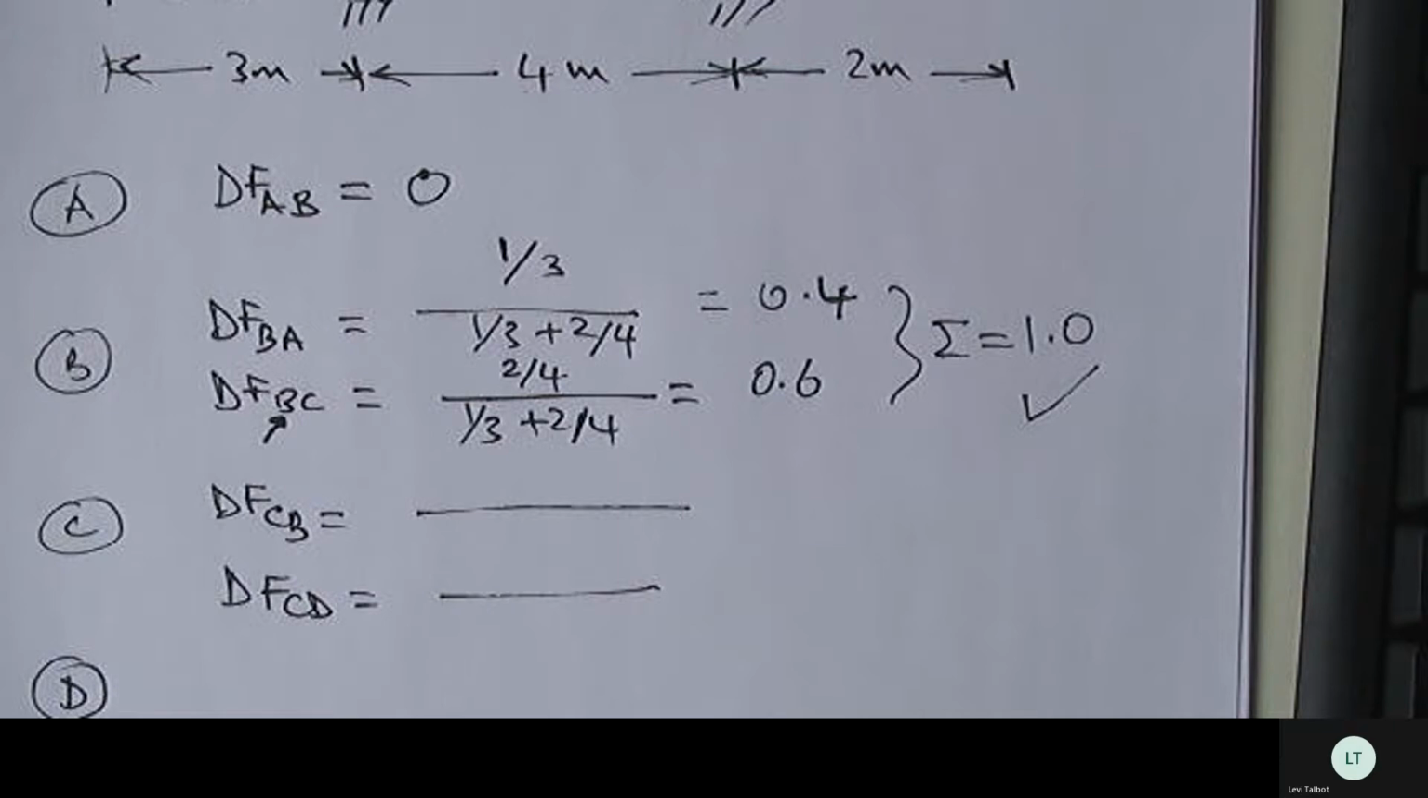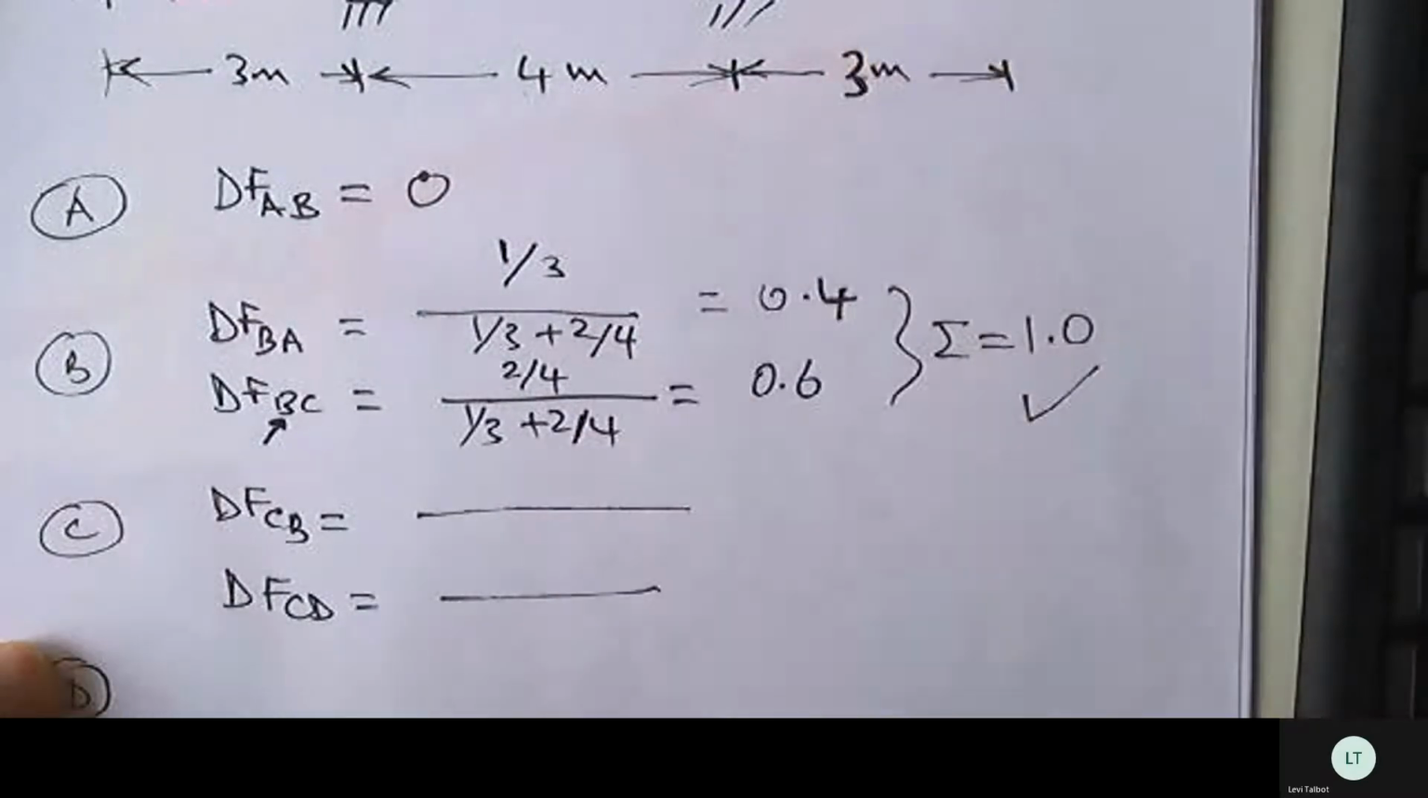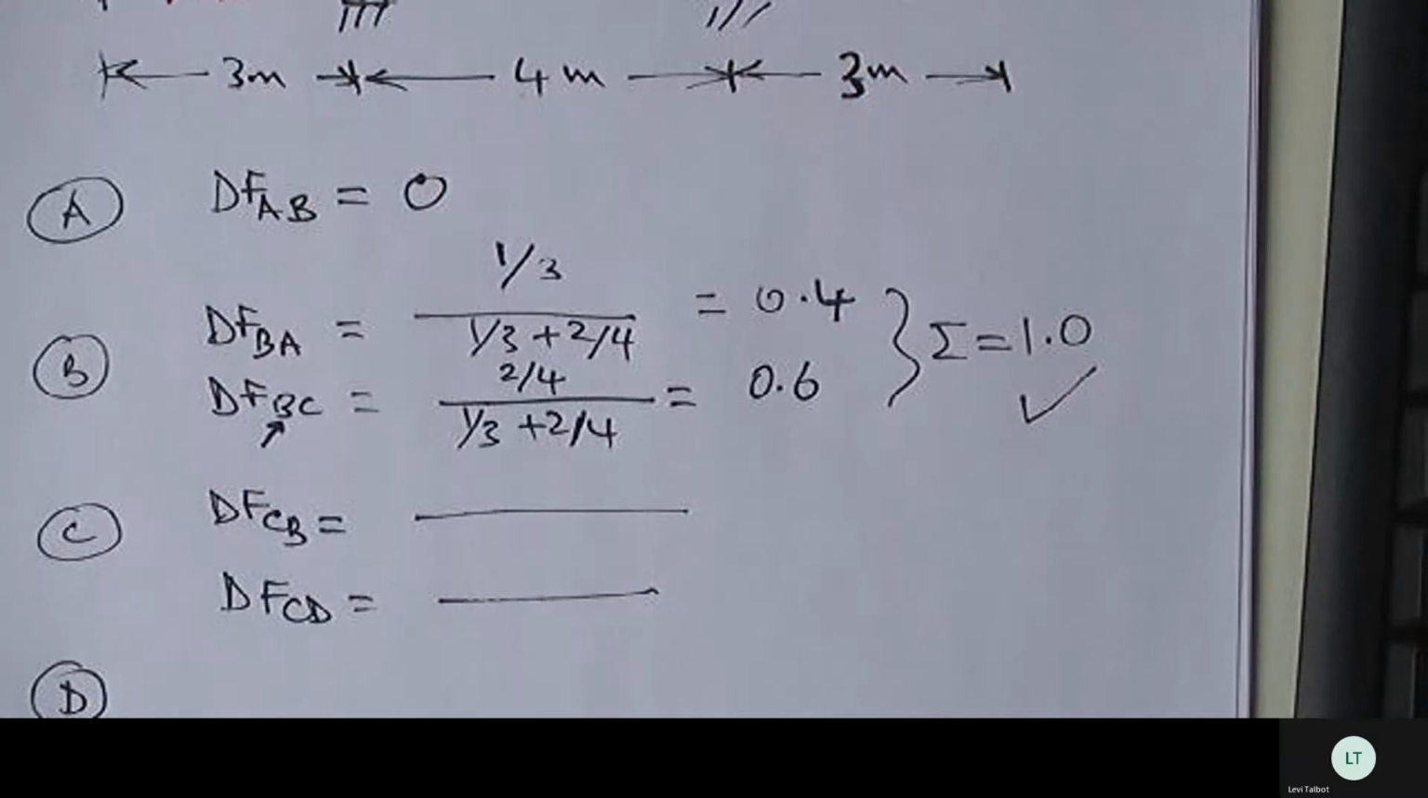Probably it would be a pure coincidence. Are they going to be the same one? Let's make this 3, so they are not the same. All right? Let's make CB 3 meters. Work it out.